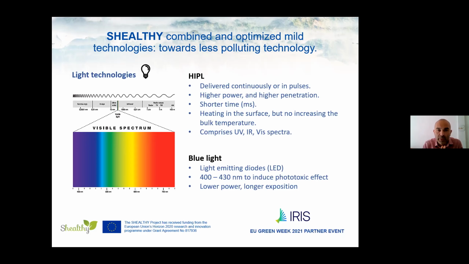The high intensity pulse technology comprises the ultraviolet, the infrared, and the visible spectra to produce a lethal dosage for bacteria, fungi, and virus. On the other side, we have the blue light. The blue light is obtained by the use of light-emitting diodes called LEDs, and the light ranges between 400 and 420 nanometers, to induce the phototoxic effect we commented before.